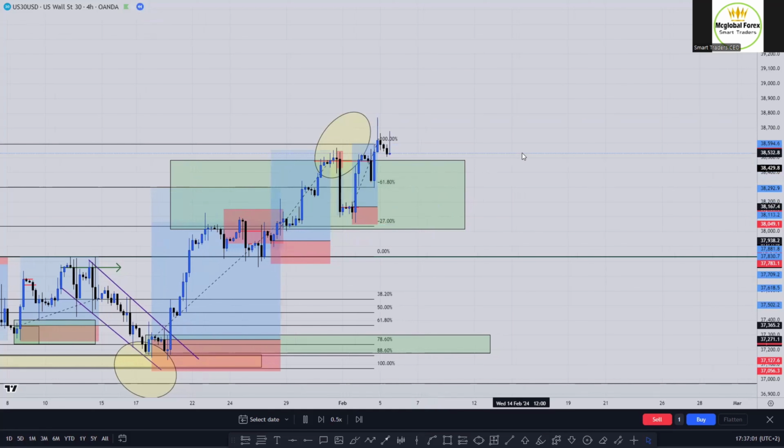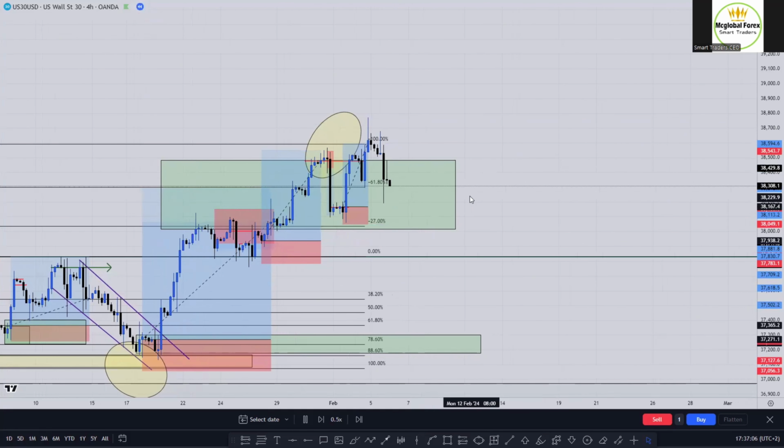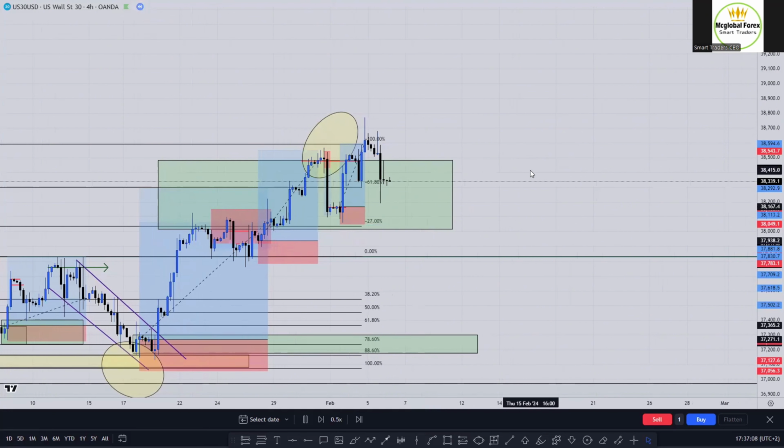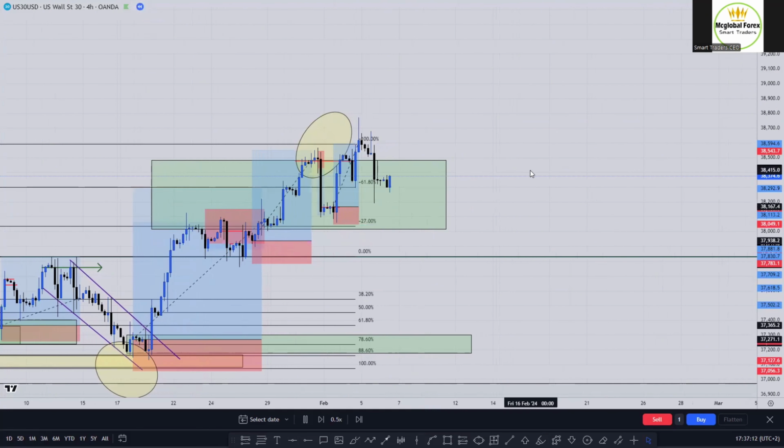Still, that was profit. So they kept on playing around. Let me remove this so that I don't confuse myself now of structure.